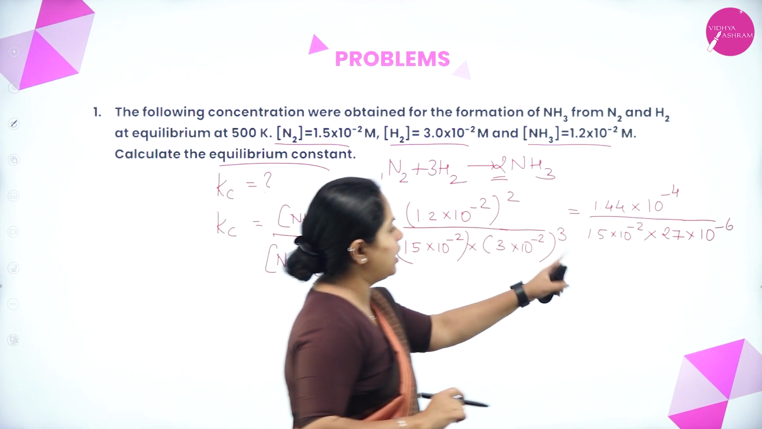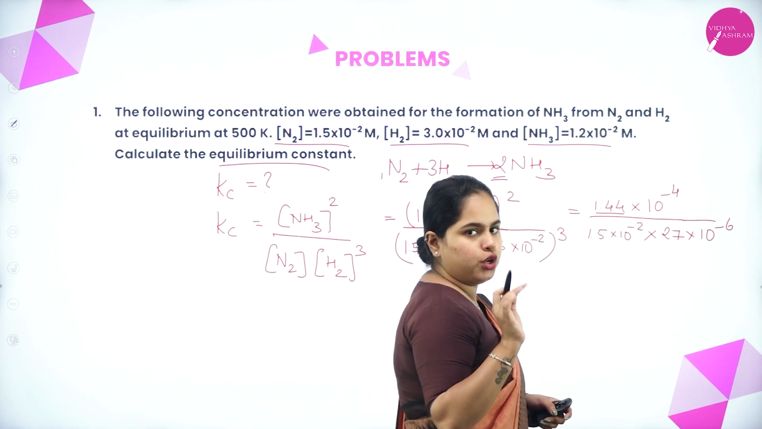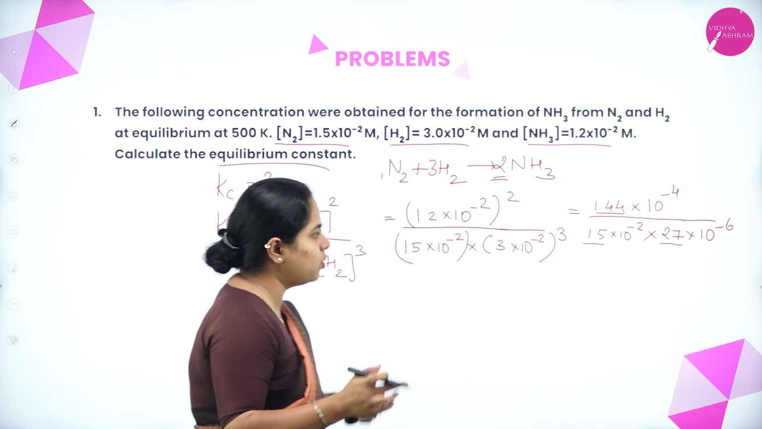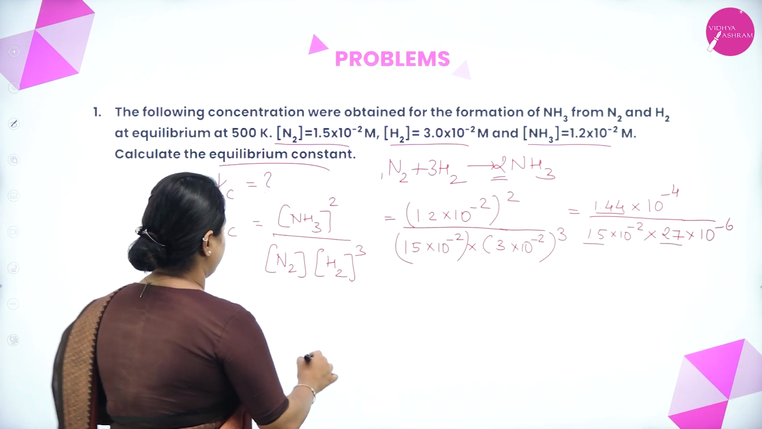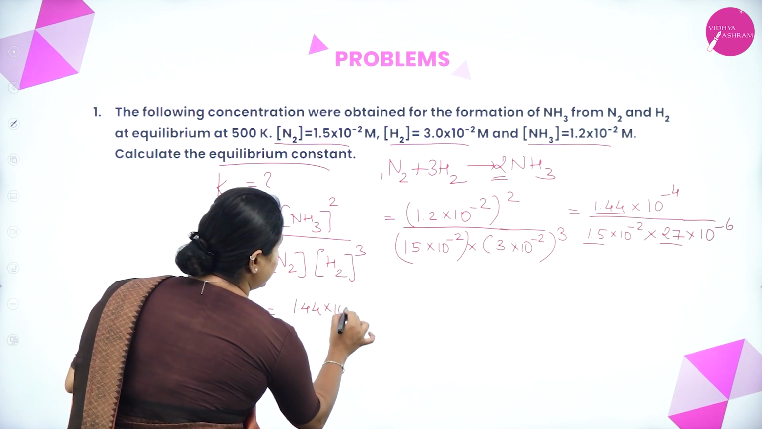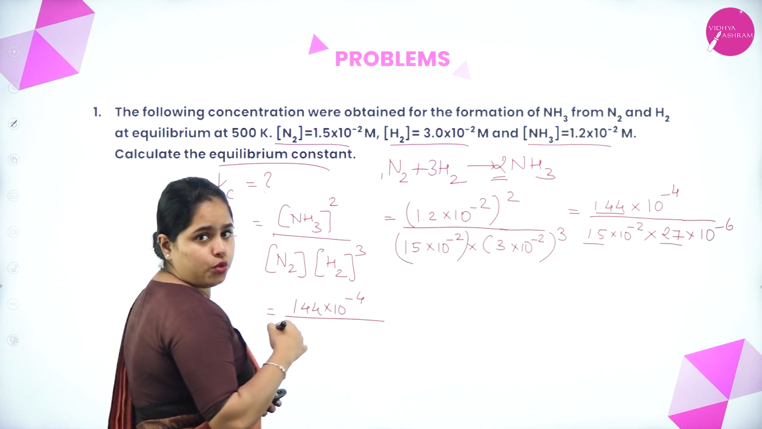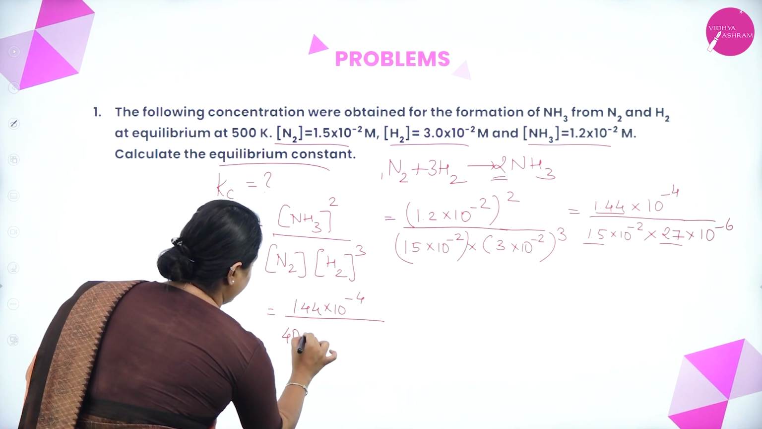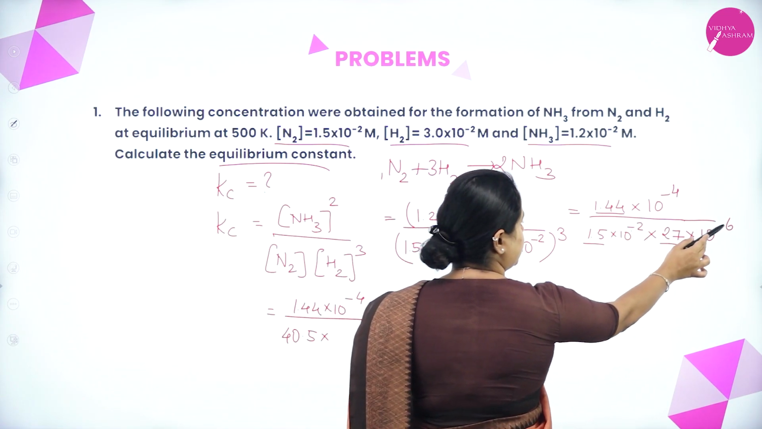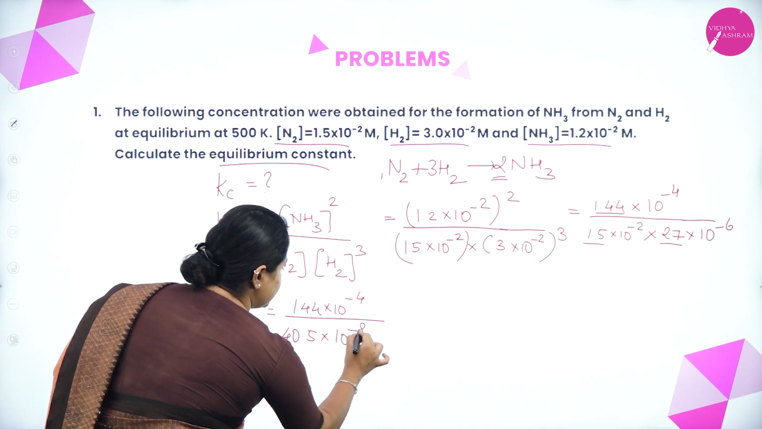Now we are going to calculate this. 1.44 into 10 to the power minus 4, it's in the numerator. In the denominator you have 1.5 and 27. You can multiply those two and keep the 10 to the powers together. So it will be 1.44 into 10 to the power minus 4 divided by 1.5 into 27, which will give you 40.5, into, you have 10 to the power minus 2 here, 10 to the power minus 6 here, which will make 10 to the power minus 8.